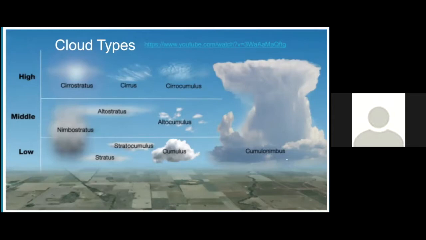The big cloud on the right is the cumulonimbus. That is the big thunderstorm cloud, and that extends right from the low levels of the atmosphere all the way up to the top.